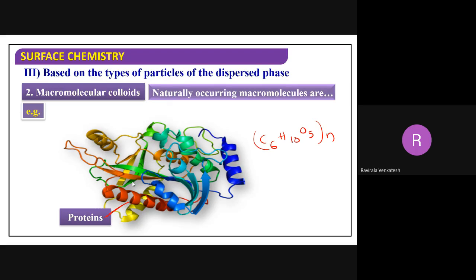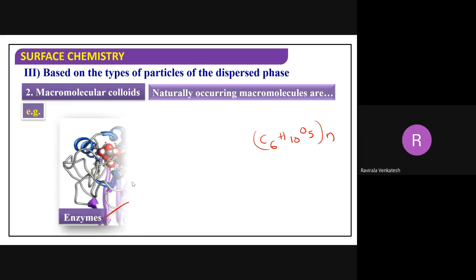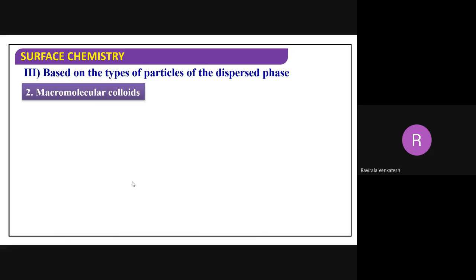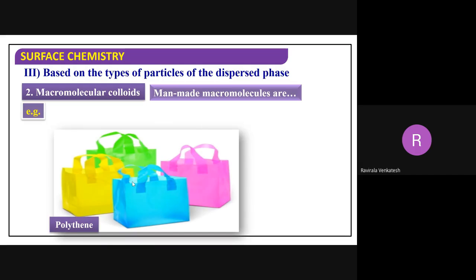So there is no need for aggregation there. They're already large in size. Such types of particles, such as enzymes, can form macromolecular colloids. Man-made macromolecules are polymers, for example polythene. The polymer is called macro because even one particle is very lengthy in size.